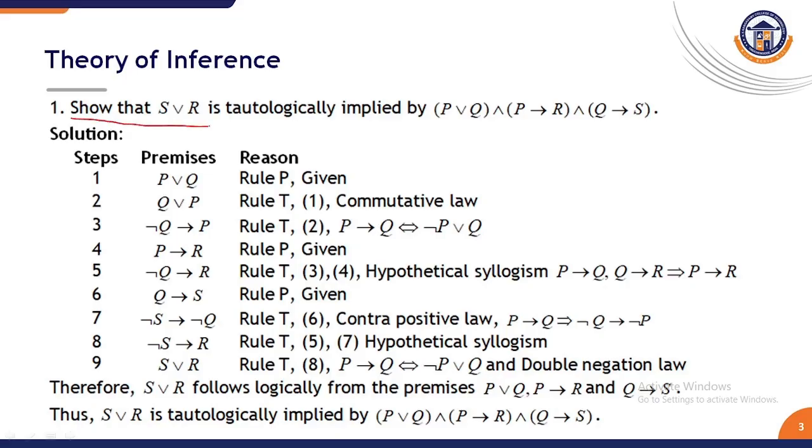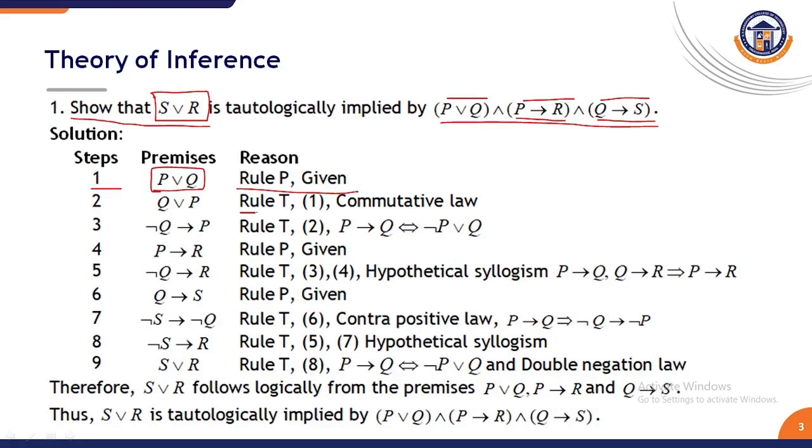Show that S or R is tautologically implied by P or Q, P implies R, and Q implies S. That means derive a conclusion S or R from the premises P or Q, P implies R and Q implies S. So using these three premises, we have to derive the conclusion S or R. In step 1, rule P is followed. That is, the given premise P or Q is used.